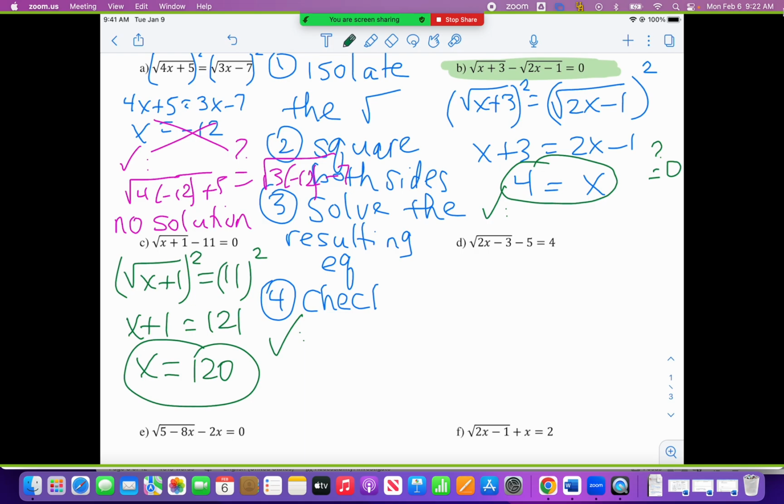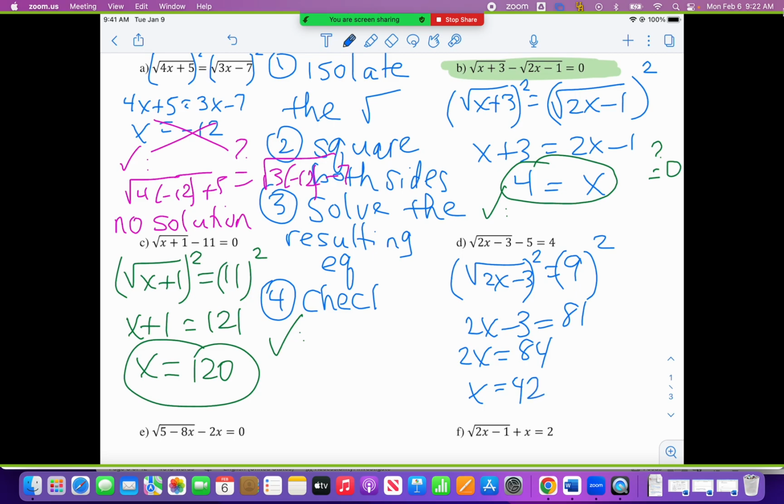All right, Lily, what is step 1? Isolate the square root. So I'm going to add 5 to both sides. Then, Hannah, what's step 2? Square both sides. So you get 2x minus 3 equals 81. Then, Jake, what's step 3? Solve the equation.